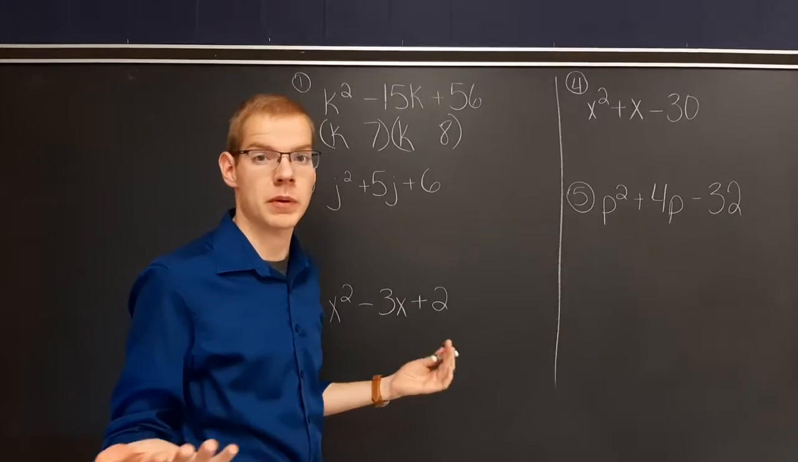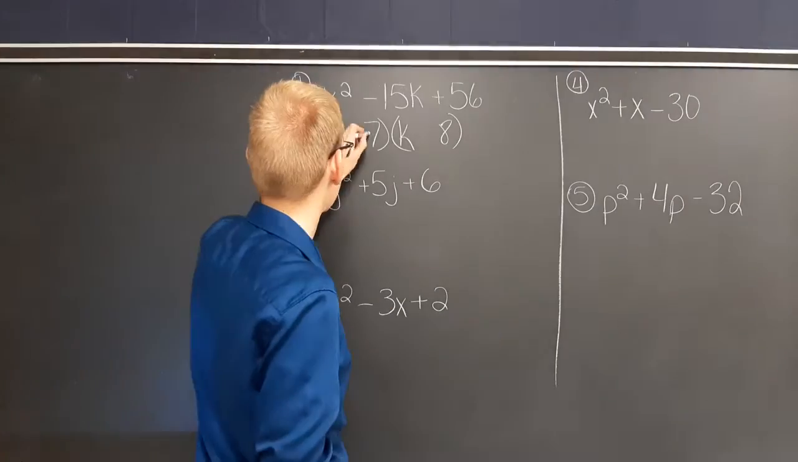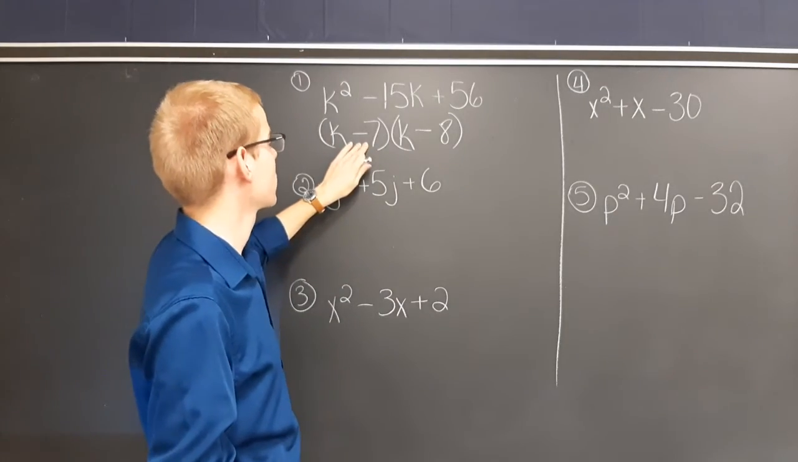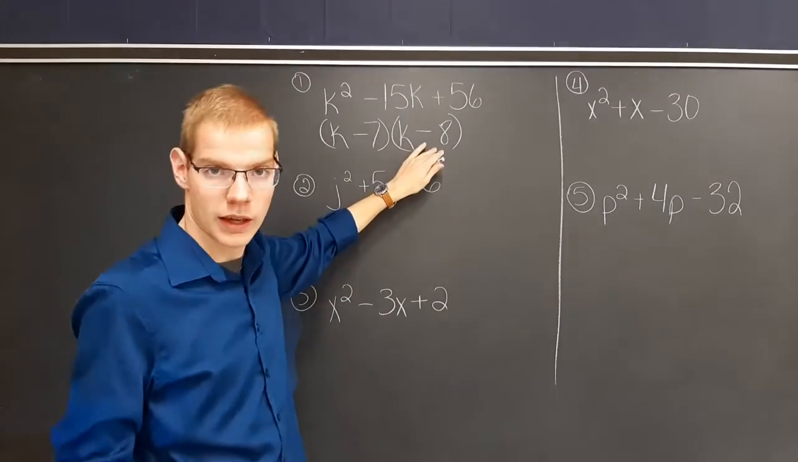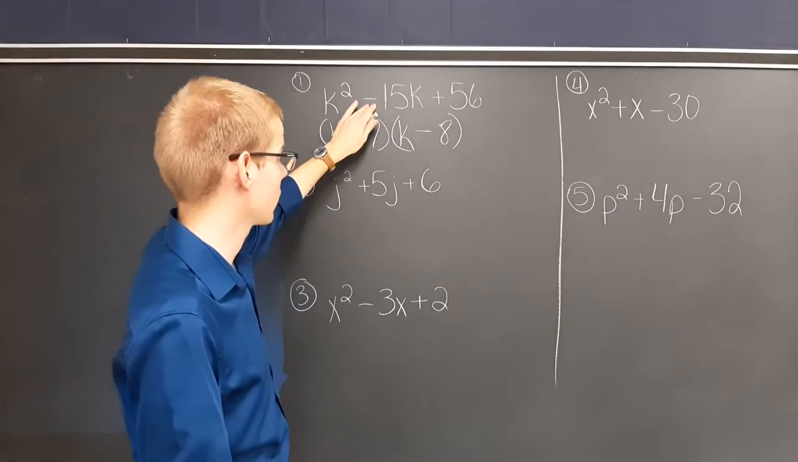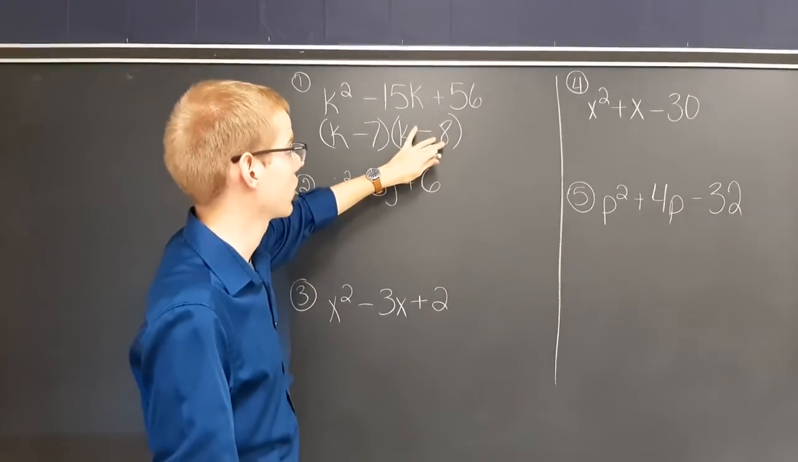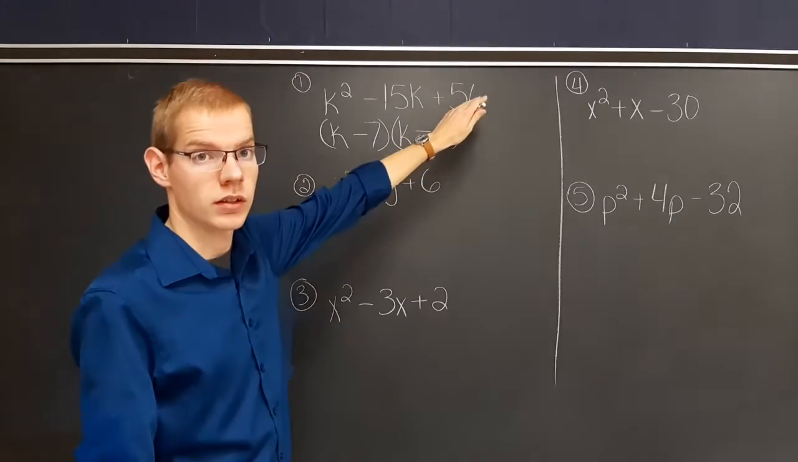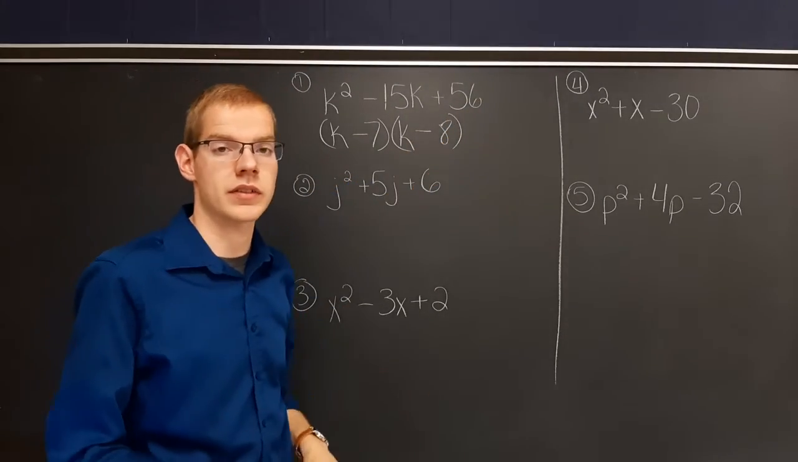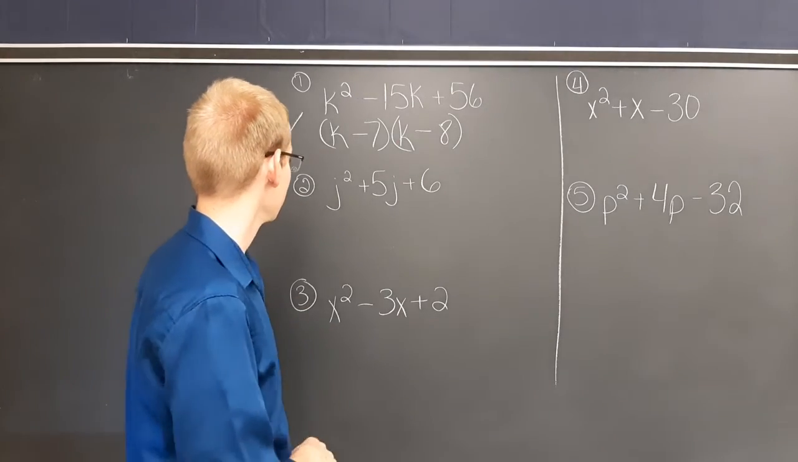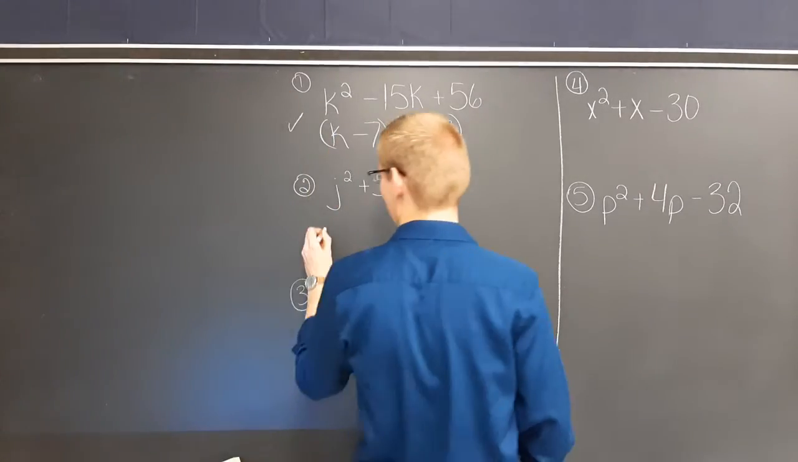So I think they both have to be negative. So negative 7 minus 8 is negative 15. Does that still work here? Negative 7 multiplied by negative 8 equals positive 56. So that works. Therefore, this is correct. Let's try the next one.